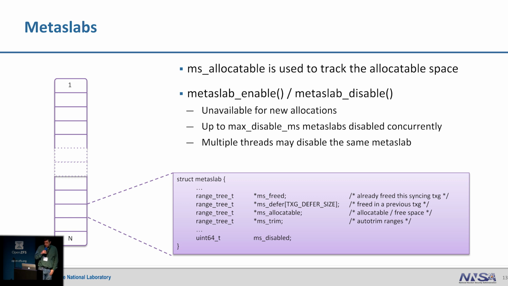Again, we don't want to have too many of these loaded concurrently because they take a lot of memory. There's performance concerns with that. So what we want to limit is the number of metaslabs we can have disabled concurrently to some relatively small number. So there's controls that were added to the metaslab for that. And furthermore, they're ref counted. So multiple threads can have the same metaslab disabled at the same time, so they can be safely operating on the same metaslabs. But fundamentally, metaslab enable and disable are the mechanisms we use to make sure we can safely trim all the blocks covered by a metaslab.